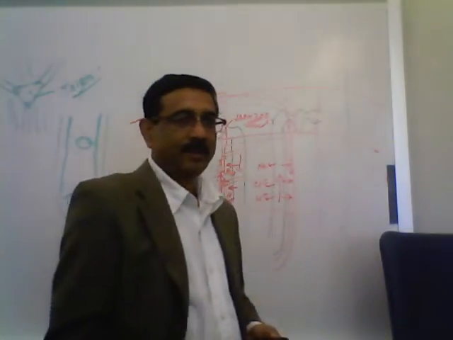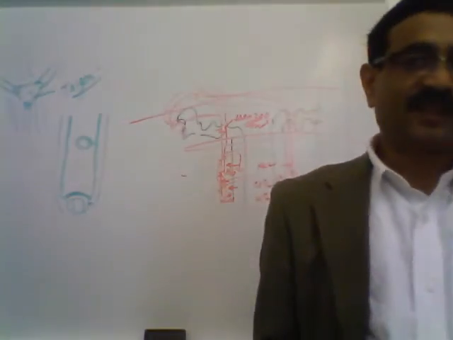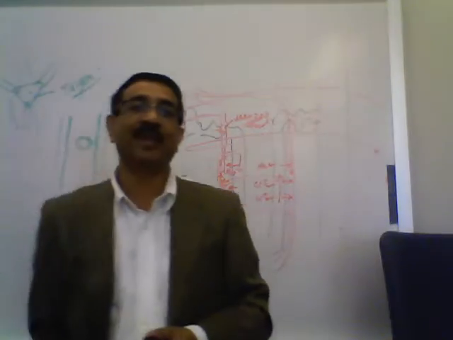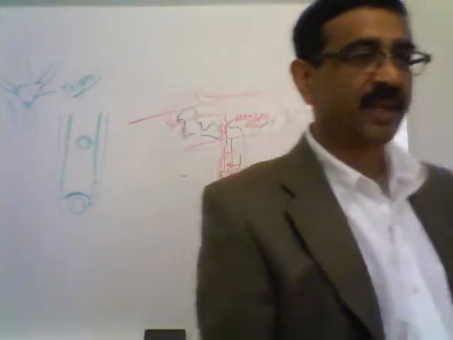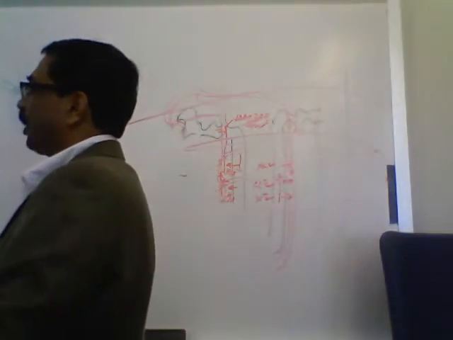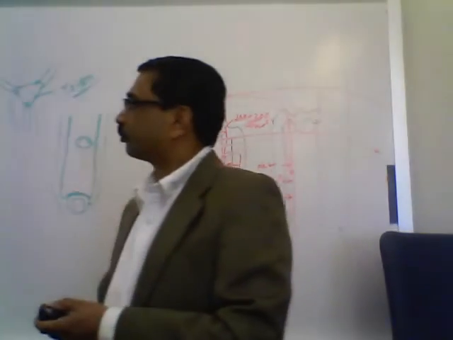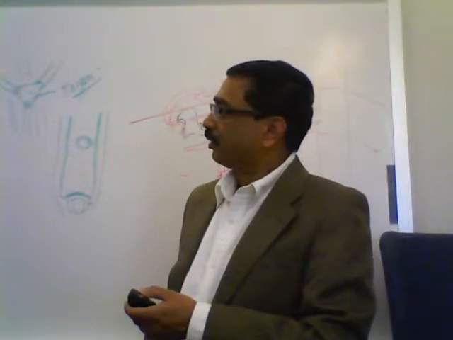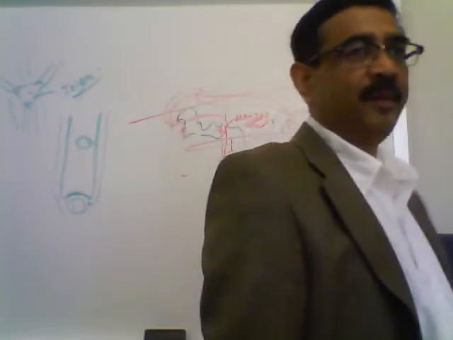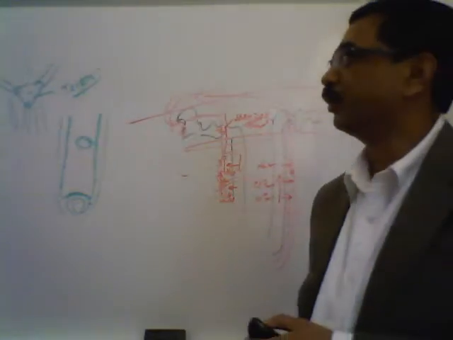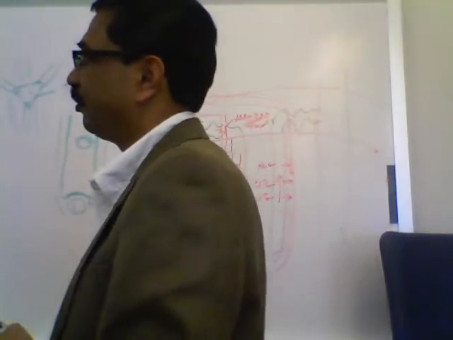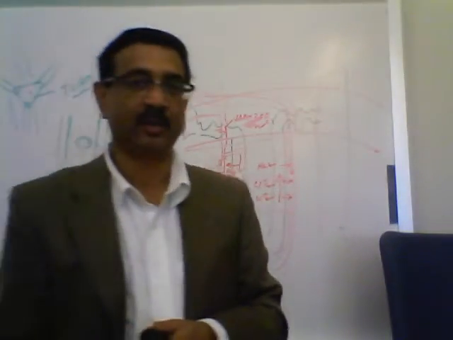Urethra. This is the part of the urinary system which is different in male and female. Female urethra is very short, male urethra is very long. Female urethra is 3 to 4 centimeter long and male urethra is 15 to 20 centimeter long. Okay, 15 to 20 centimeter long.